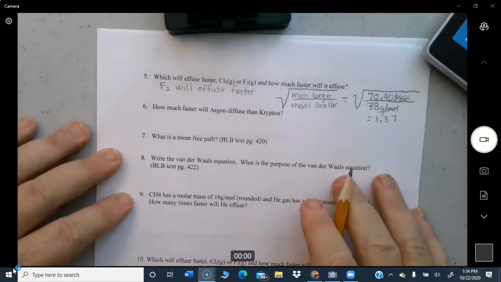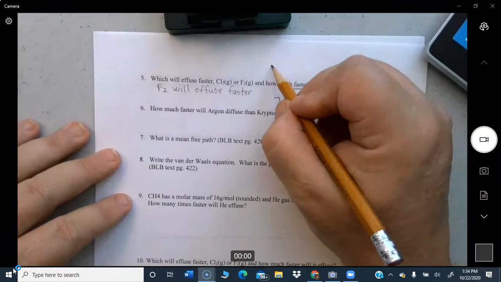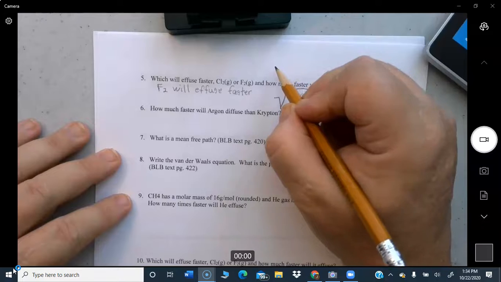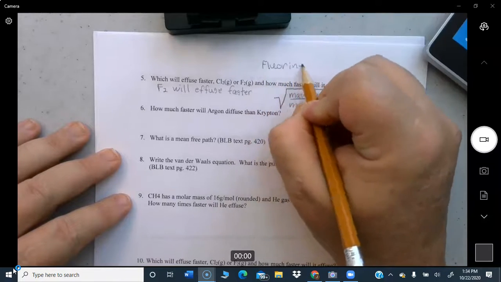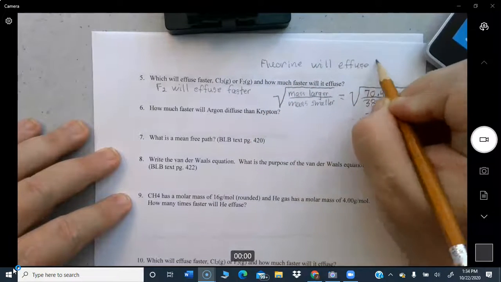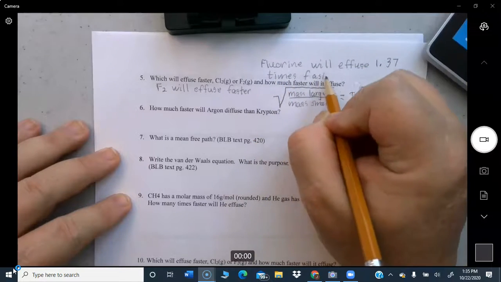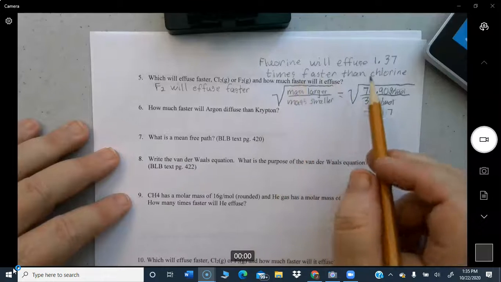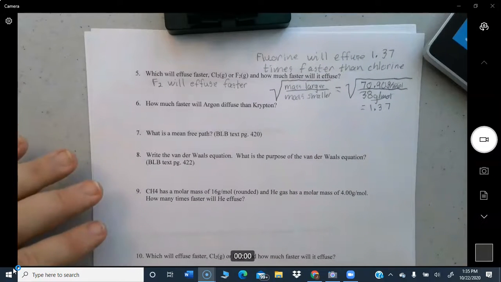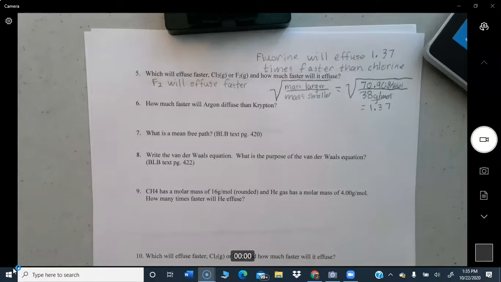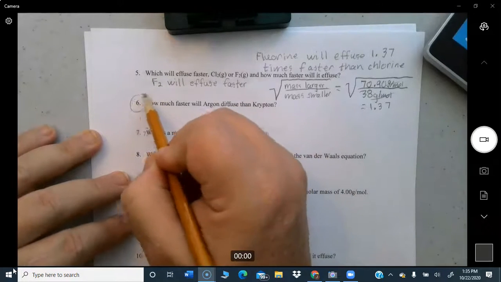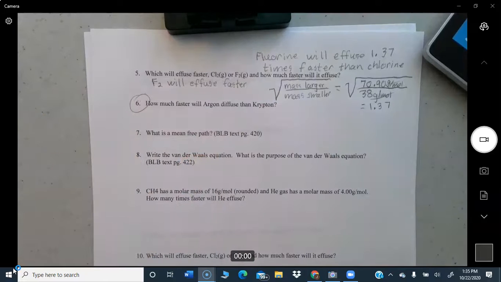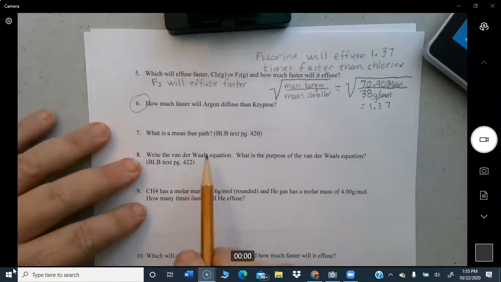I'll write it up here because I'm running out of space down here. The lighter of the 2 gases is fluorine, so fluorine will effuse 1.37 times faster than chlorine. It doesn't tell you how fast it's going. It doesn't tell you how many meters per second it's going or anything. It just tells you that it will effuse faster. I'm going to leave this one for you to do. It's exactly the same thing. You're using argon and krypton. Those are 2 noble gases, so they will not be diatomic. They will just be single atoms.